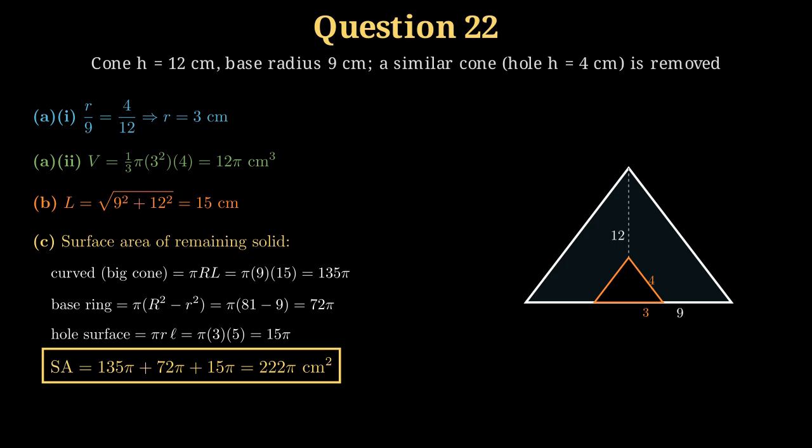Second, the base is now a flat ring, pi times 9 squared minus 3 squared, which is 72 pi. Third, the inside of the hole is a cone surface, pi times 3 times its slant height of 5. The slant is the root of 3 squared plus 4 squared, giving 15 pi. Adding all three, 135 plus 72 plus 15 is 222 pi square centimeters.